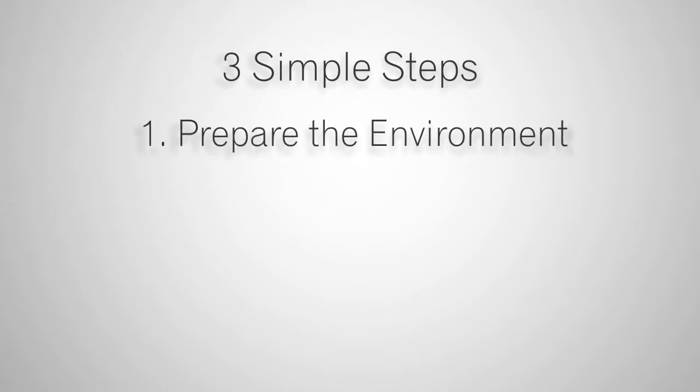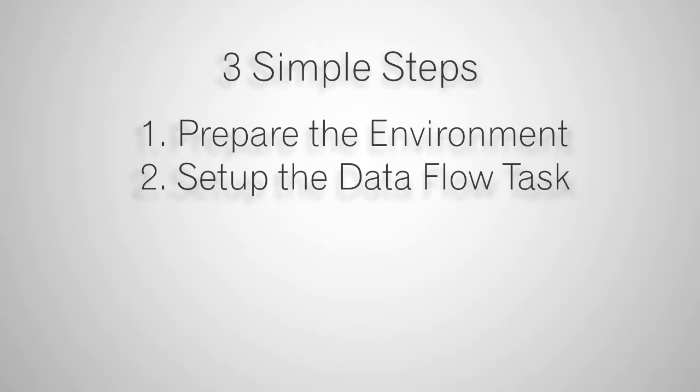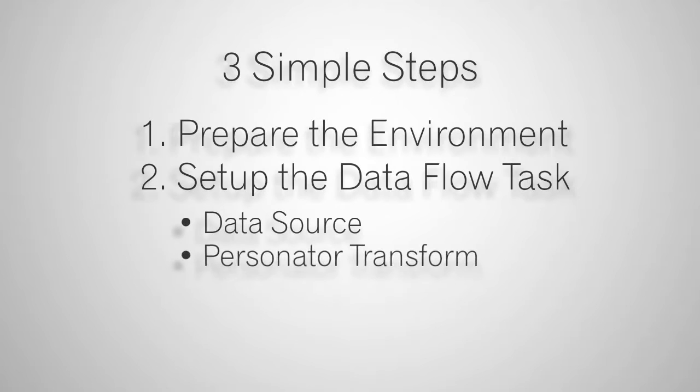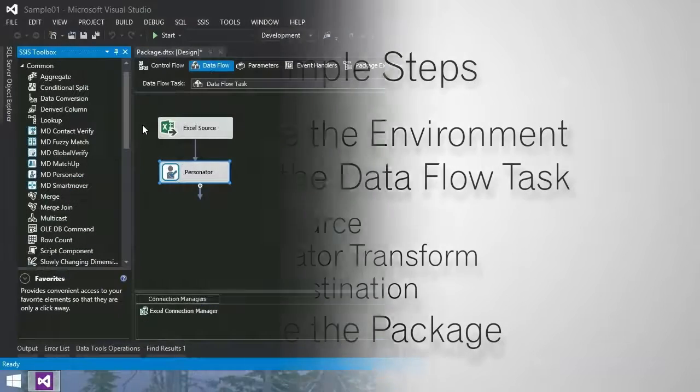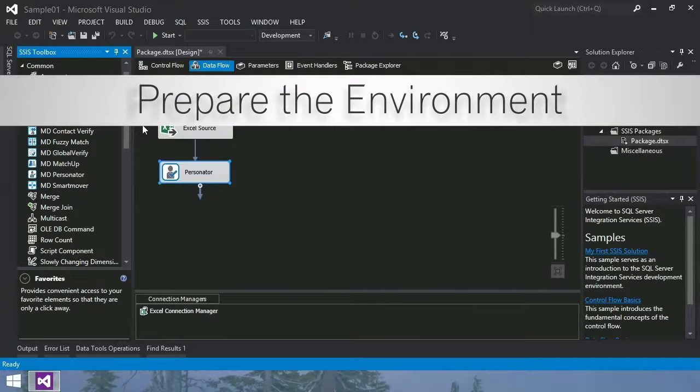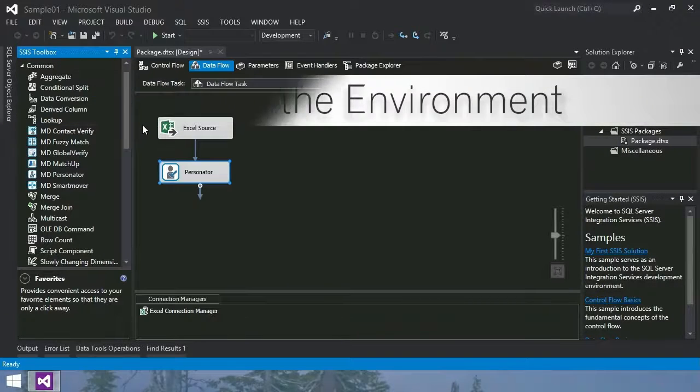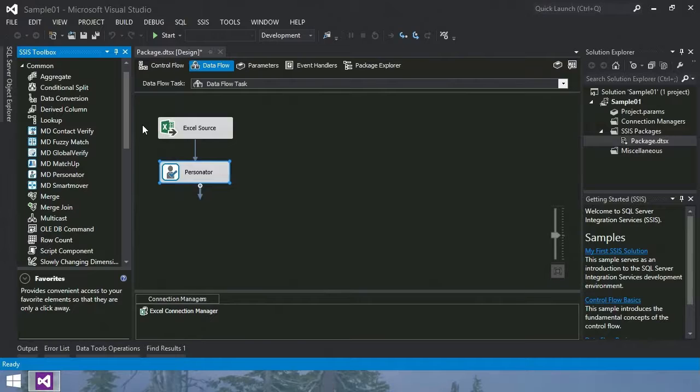Step 1. Prepare the environment. Step 2. Set up the data flow task, which involves a data source, the MD Personator transform, and a data destination. And Step 3. Execute the package. Step 1. Prepare the environment. For the sake of brevity, I've already done this. Just set up your input file and connect it to Personator. The Melissa Data components are located here under the Common section in the toolbox.